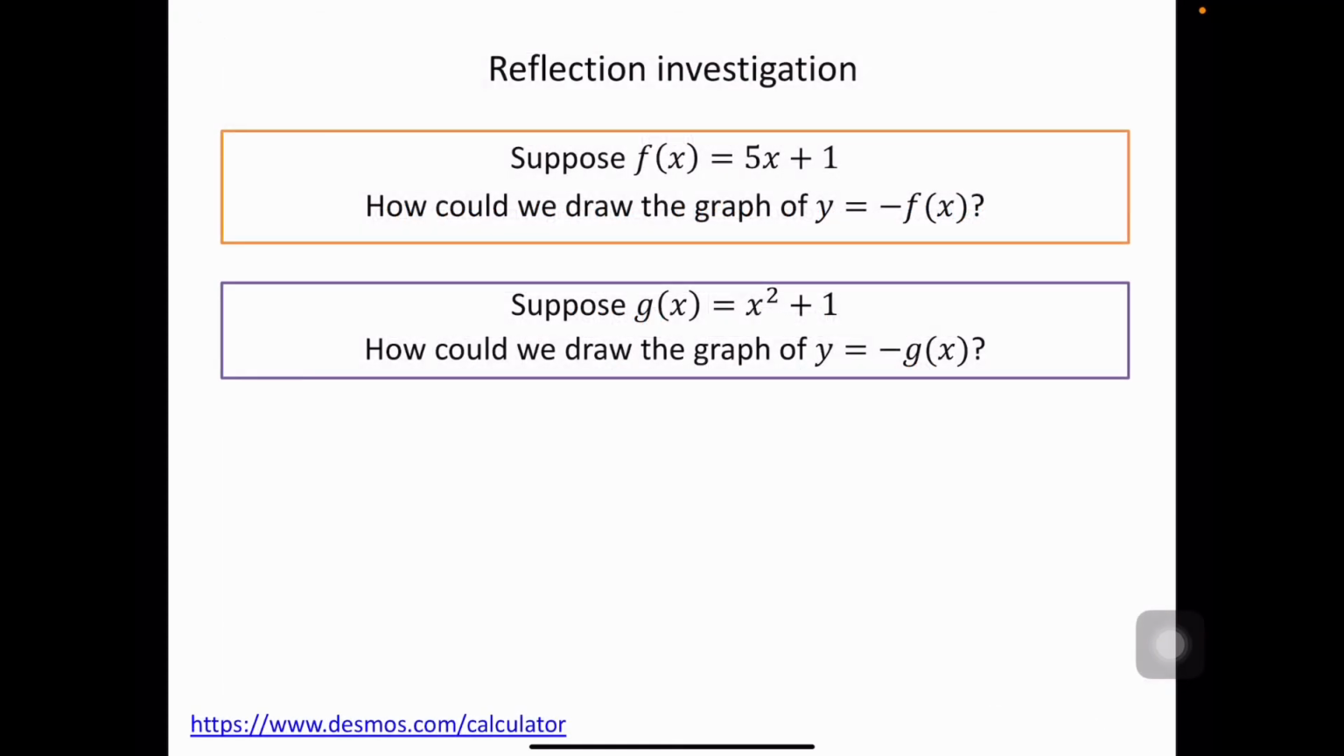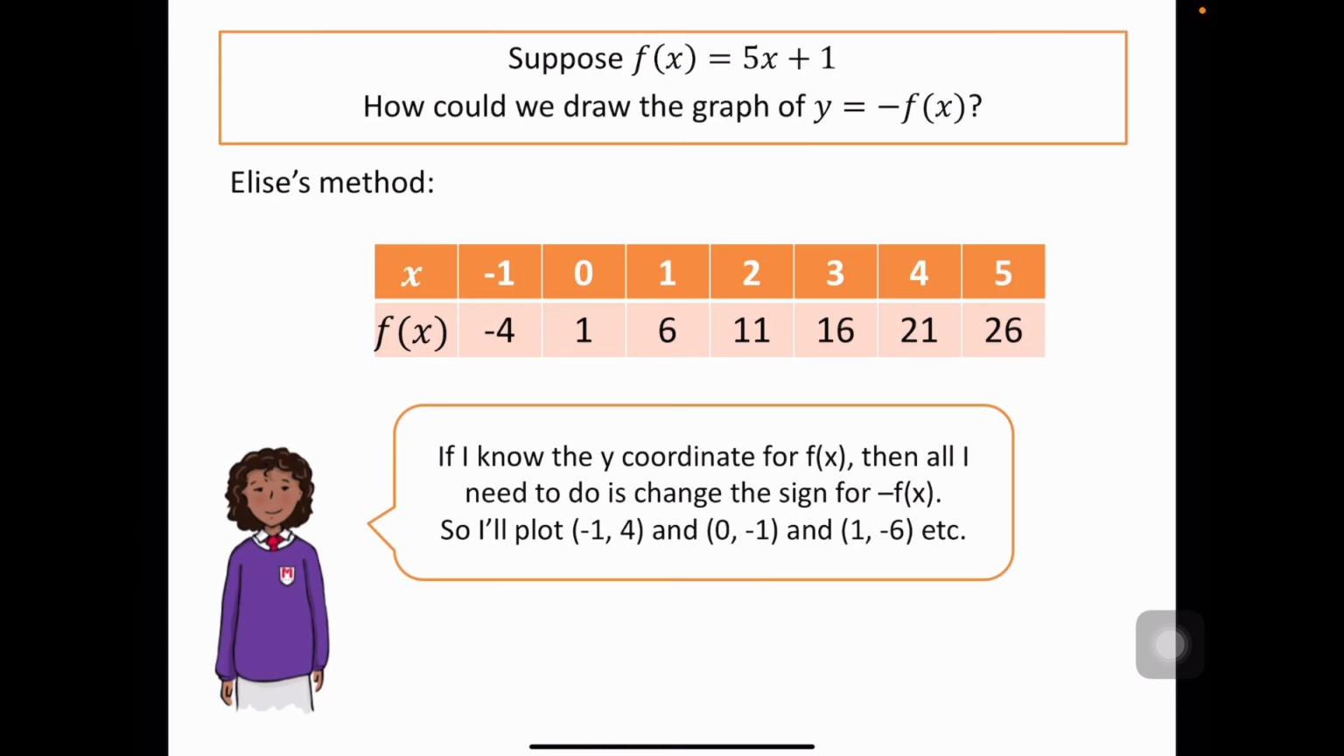Moving on to reflections. So we have 2 questions on the screen. I'm going to use 2 different methods to answer these 2 questions. So we're going to draw the graph of y equals negative f of x and y equals negative g of x. So firstly, suppose that we have a function f of x equals 5 multiplied by x plus 1. How could we draw the graph of y equals negative f of x?